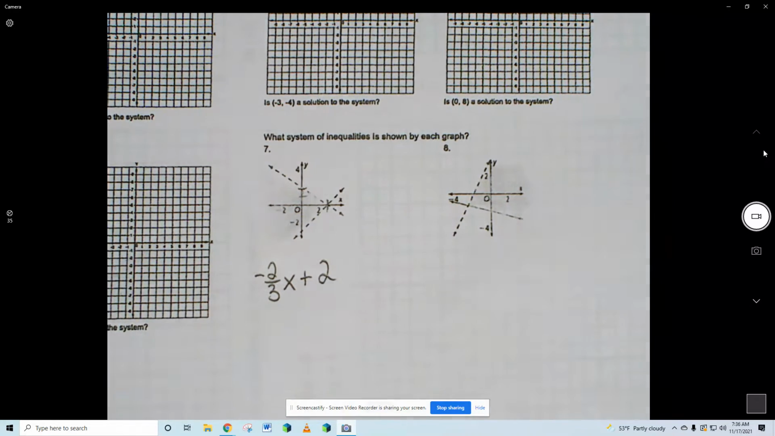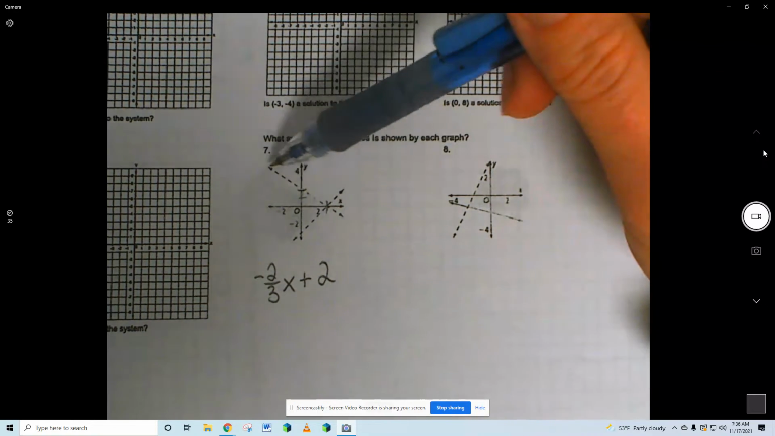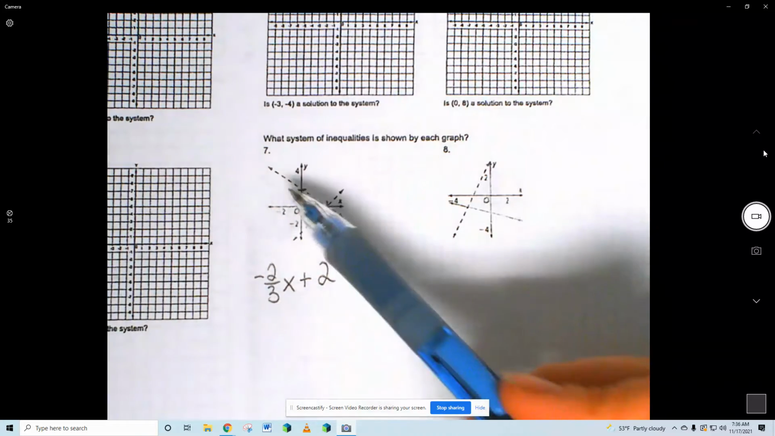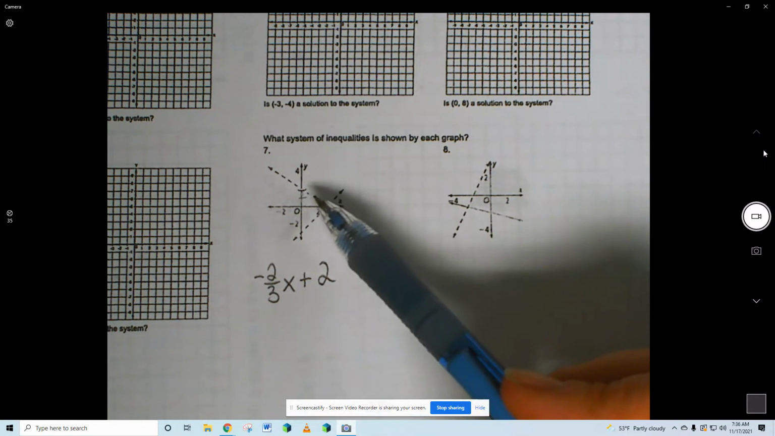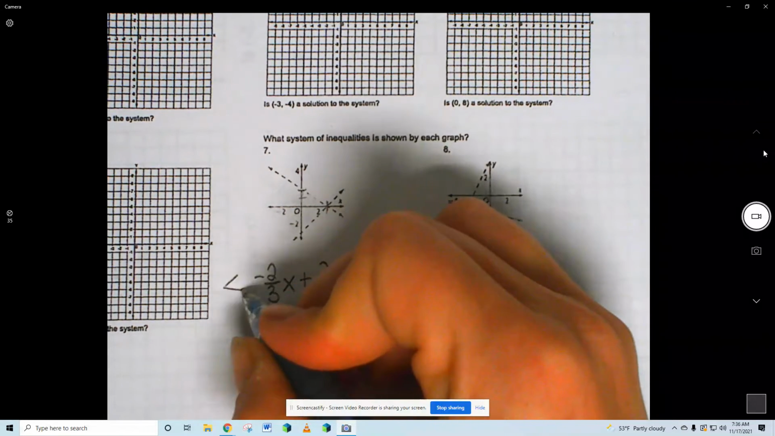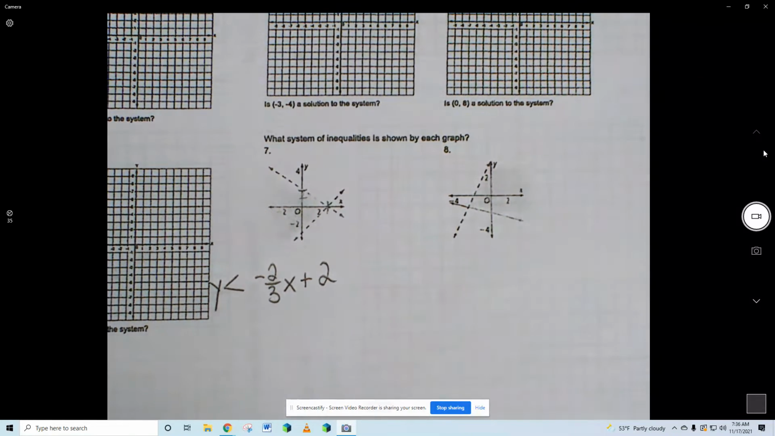I think in the future I need to make this a full page, don't I? Now, this downward line, the shading is below it. See how the shading is in here? It's darker. And it's a dotted line. Less than. That's the downhill line.